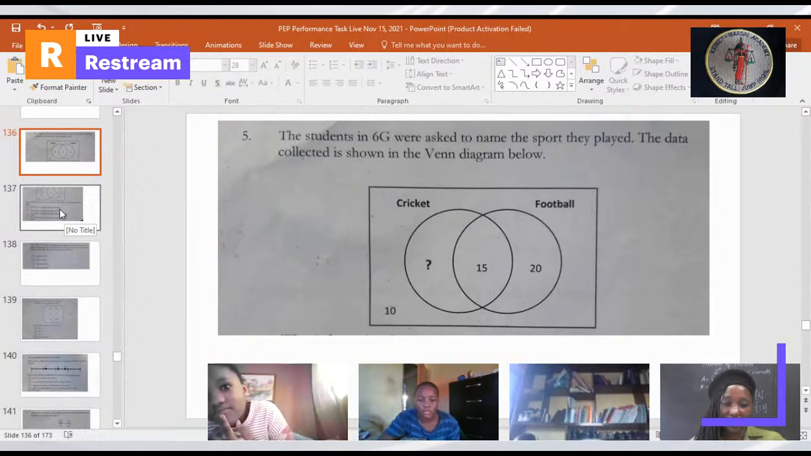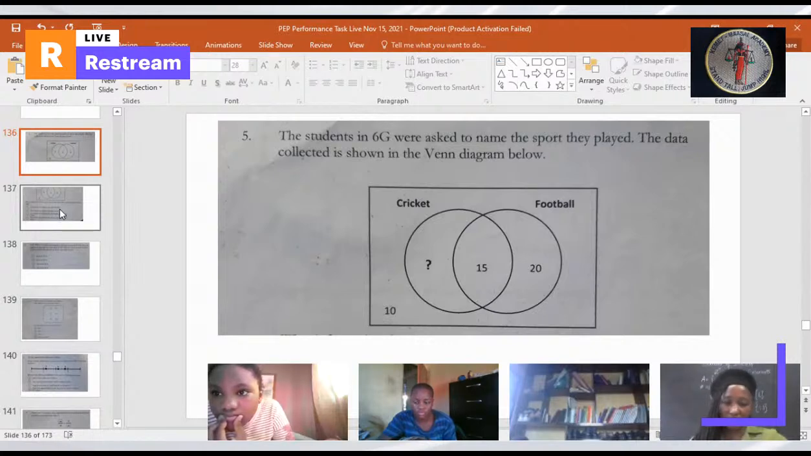Miss, you would add that information with the number of people who play football, then subtract it, and you will get the number of people who play cricket only. You would add the number of people who play cricket and football, then you would subtract the answer you get from the number of people who play both sports, miss.